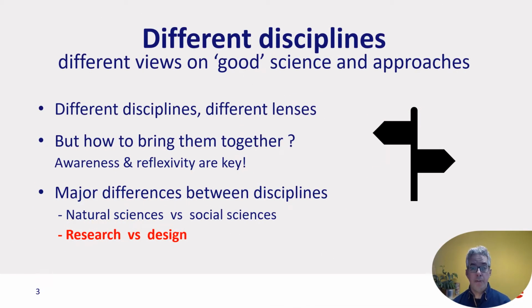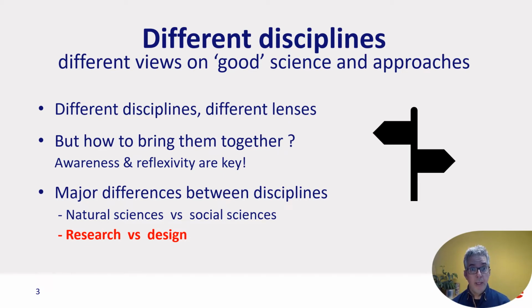Now, if you have all those different domains and different disciplinary approaches, that comes with different worldviews and views of what's good science. We have different disciplines, different analytical lenses, and how to bring them together in a constructive way so that it works and that we can build on solutions. Well, first of all, it requires awareness and reflexivity of the assumptions that you have, as well as the assumptions and the implicit analytical lens that's there in literature or in specific approaches. And it's very important to raise that awareness, because there can be major differences between disciplines.